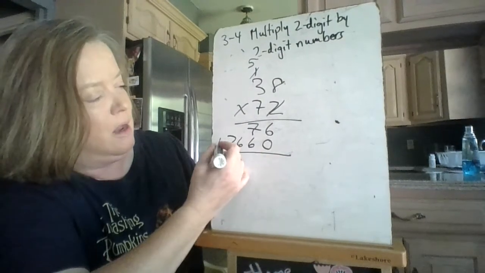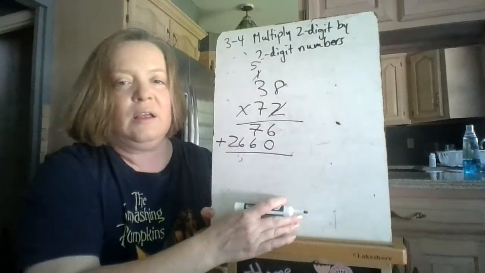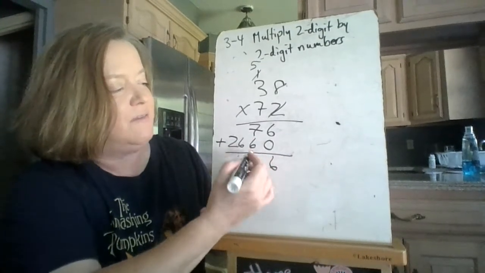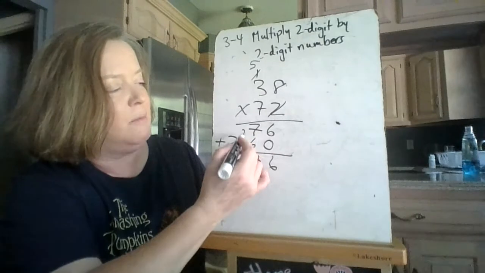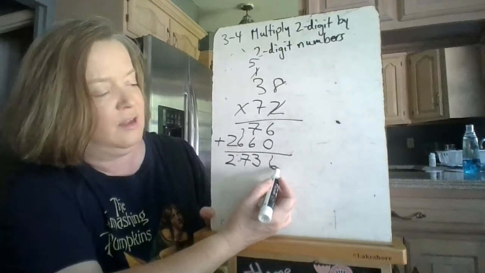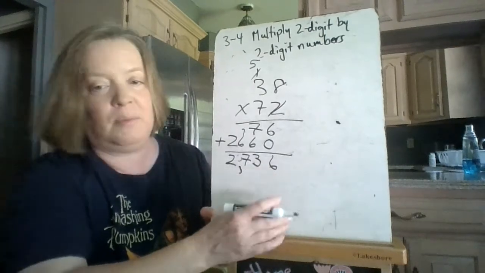And again, I'm just going to line up these numbers the way they should fall. 6 plus 0 is 6. 7 plus 6 is 13. 3, carry my 1. 6 and 1 is 7. And my 2 comes down. Again, I go to the end of the number. 1, 2, 3, comma before me.